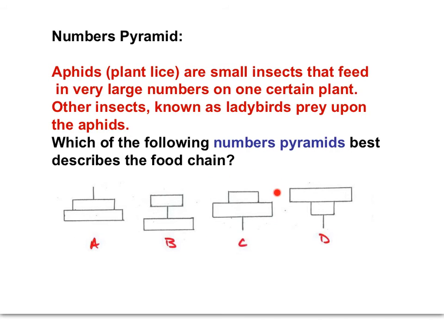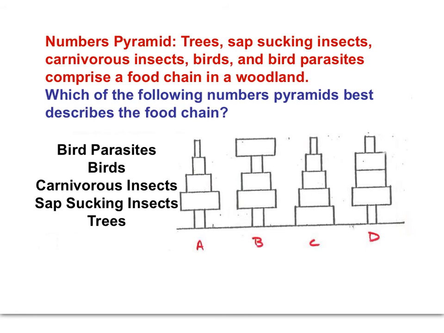Pyramid C is correct, even though not much information is given. The large numbers of aphids feed on one plant, and ladybirds, the predator, larger than aphids and less numerous, feed on the aphids. Here's another chance to practice your understanding of numbers pyramids.